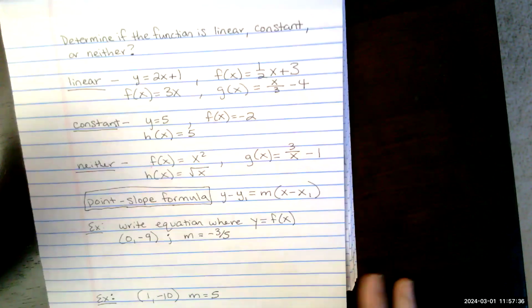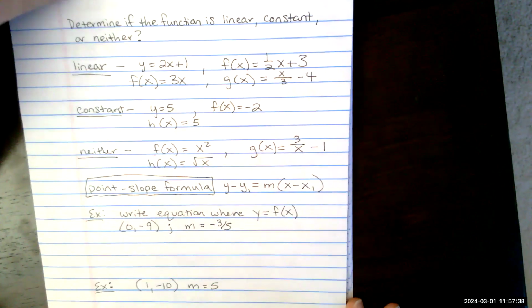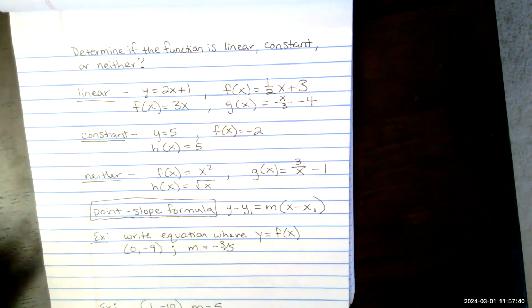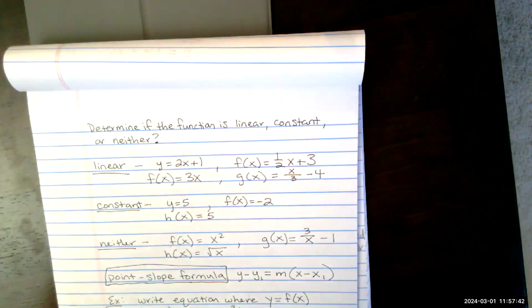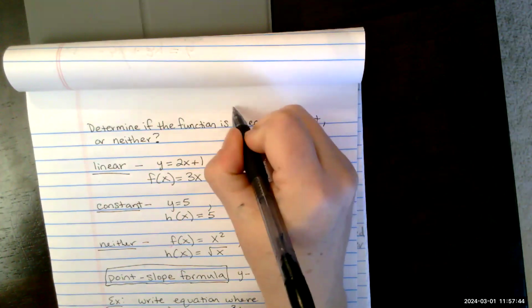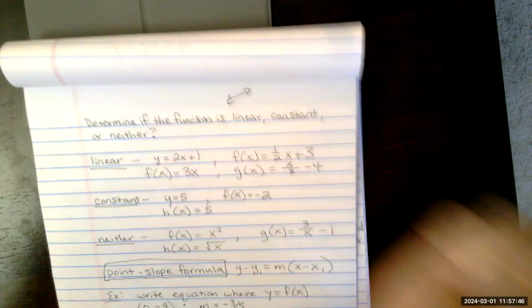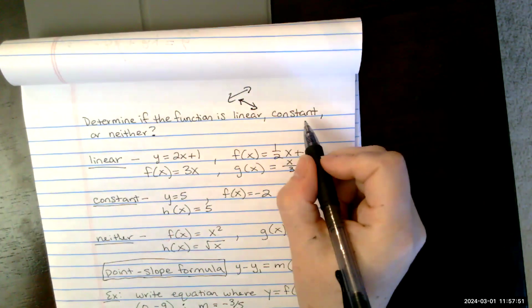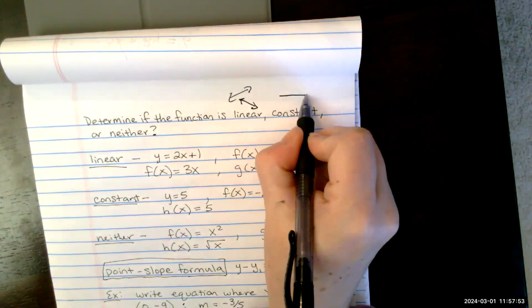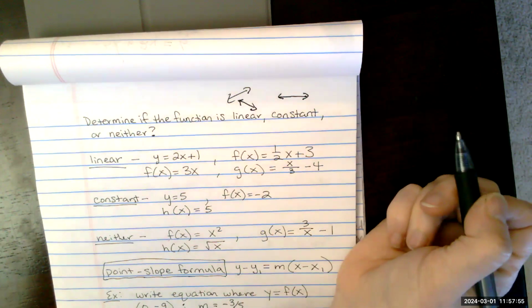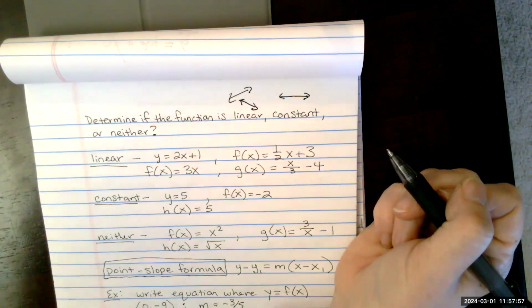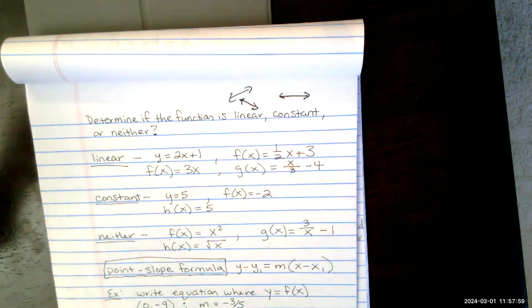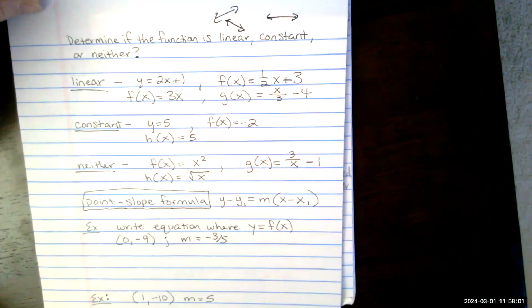All right. Telling if a function is linear, constant, or neither. So linear means any kind of line. So it could be going up, it could be going down, whatever. Constant means that it's just going straight across. So that would be the horizontal lines, right? And neither would be anything else.